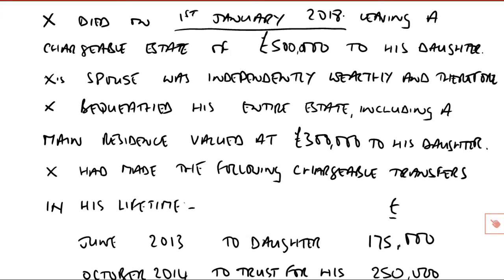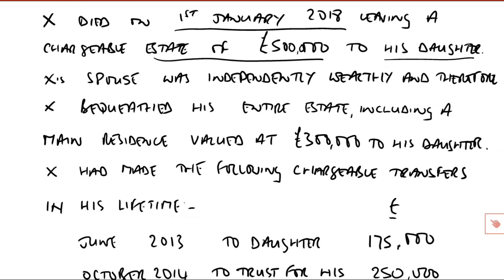So we're going to deal with those lifetime transfers, PETs and CLTs made within the 7 years before death, and compute either the tax to pay or the additional tax to pay. Right. Leaving a chargeable estate of £500,000 to his daughter. Right. Leaving to the daughter.